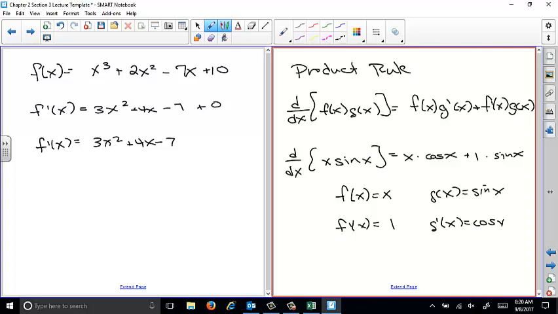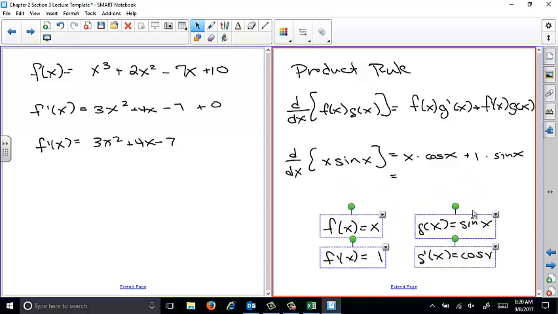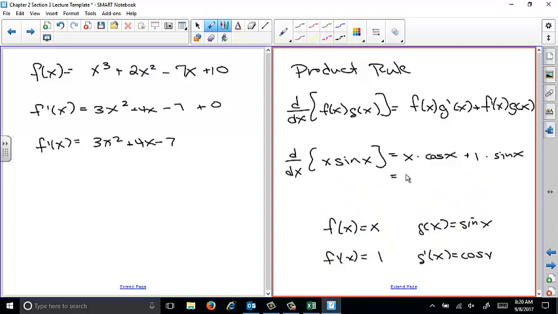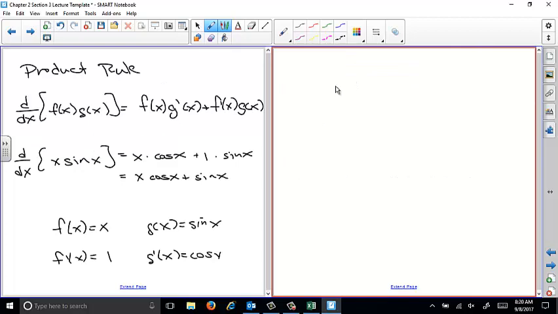And again, you would simplify by getting rid of that 1 because it's not really useful. So I'd write x cosine of x plus sine of x. Okay. Now I'm going to prove why this is true. Hopefully I can do it without looking.